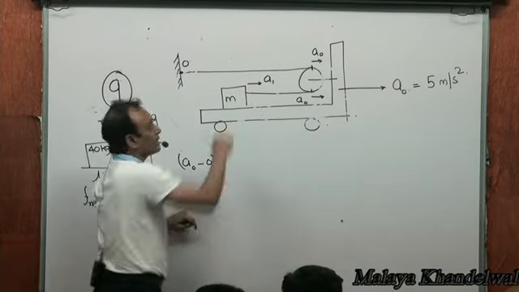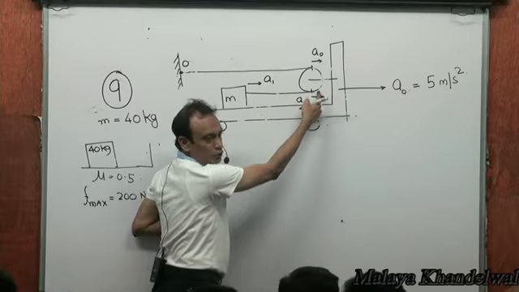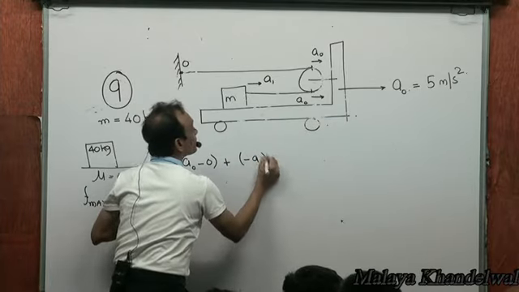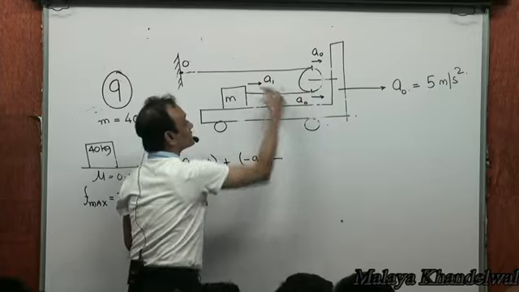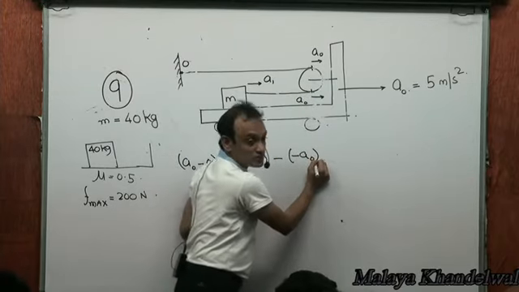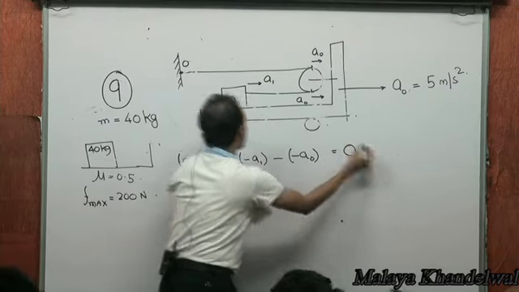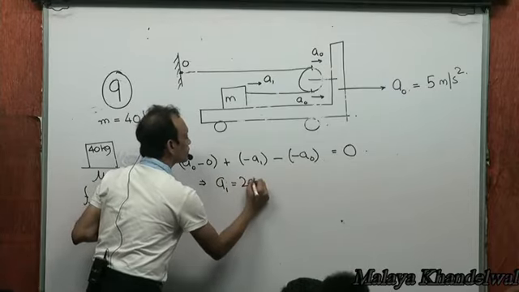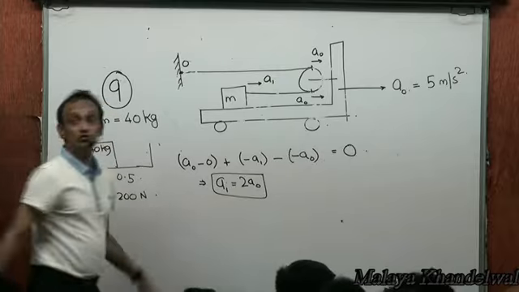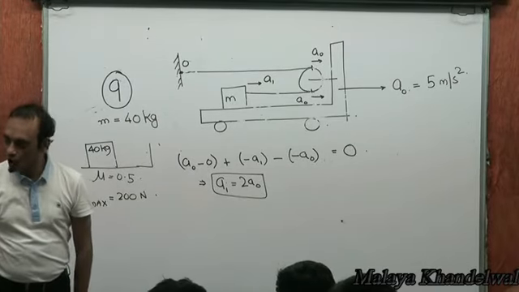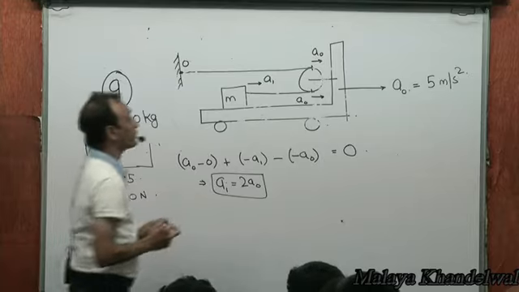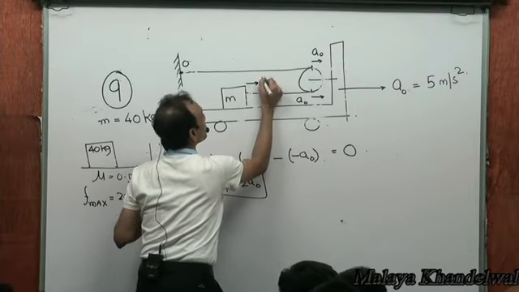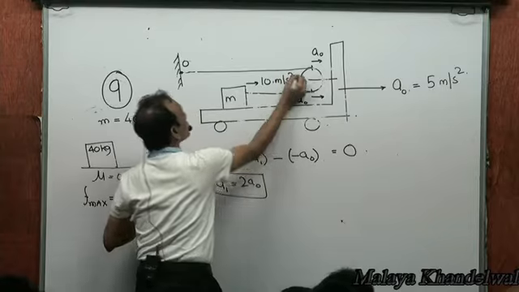Recall that? Constant length, wrap-up length, I don't bother about it. Then I go this way. Acceleration of this point in this direction, which is minus A1, minus acceleration of this point in this direction, which is minus a naught. All of this must add up to 0. That's the string constraint. This gives me A1 equal to 2a naught. A1 equal to 2a naught, yes or no? Do you all understand this? That means the acceleration of the mass m is going to be 10 meters per second squared to the right. 2a naught. Yes or no?